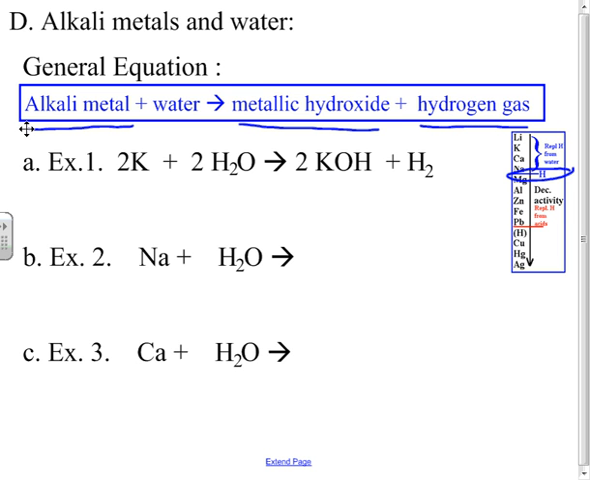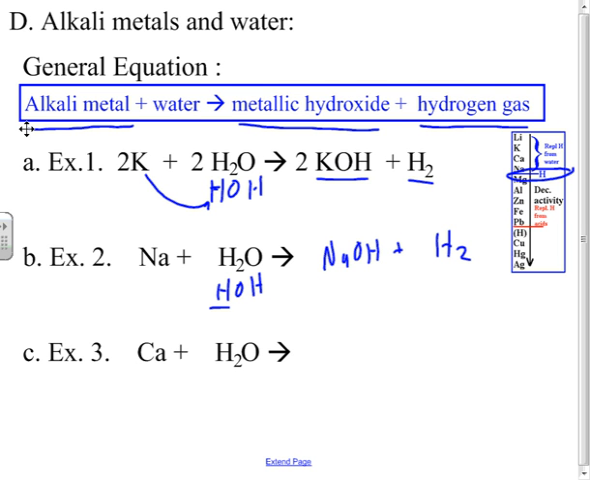So think of water as hydrogen hydroxide. The potassium is going to replace this first hydrogen to give us potassium hydroxide, and then the gaseous hydrogen by itself. So sodium is going to replace the hydrogen of water, and that will give you sodium hydroxide and hydrogen gas.